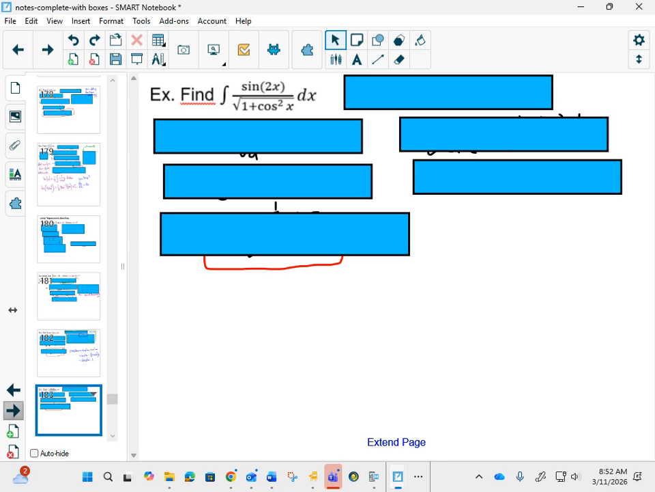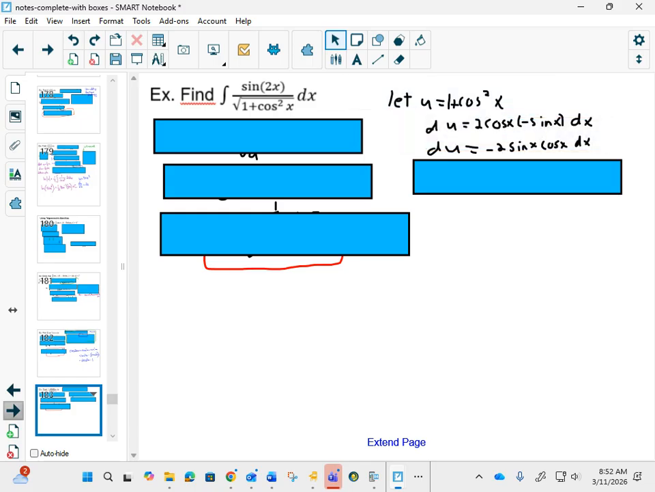And then what's the derivative when I make that my u? That's how I think I'd start. My derivative would be 2 cos x and negative sine x. Does that match with what I have on the top? Not directly, but do you see the identity?